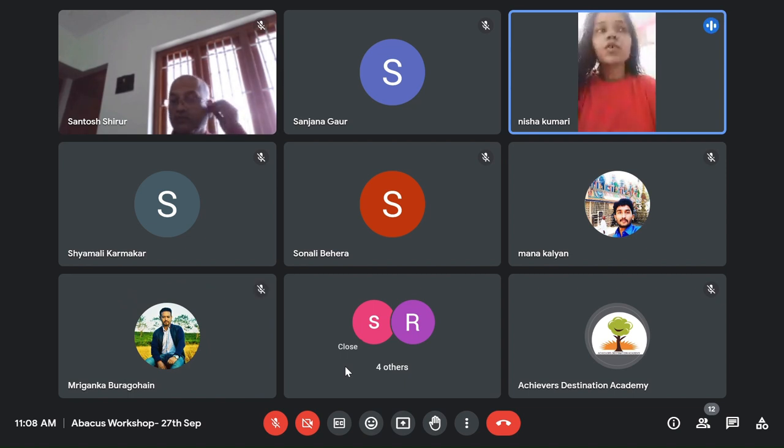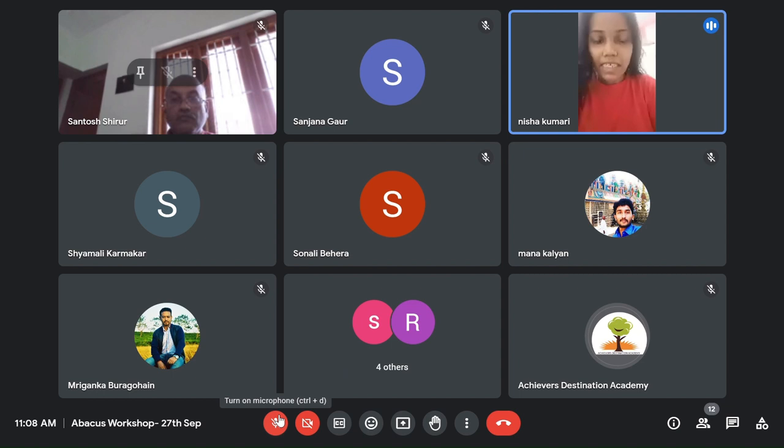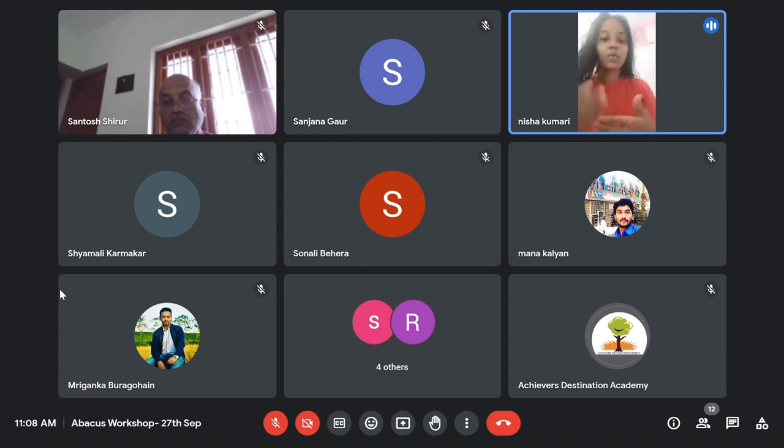Okay, fine. So basically, the Abacus is for the brain development of the kids. The smaller kids are just growing. That's why we are having the Abacus. Abacus is a 360 degree brain development program. In Abacus, we do calculations. From the mathematical calculations, we continue and do the brain development.